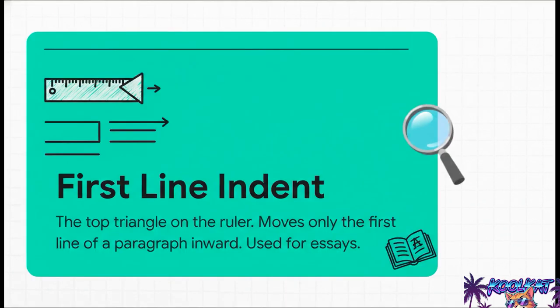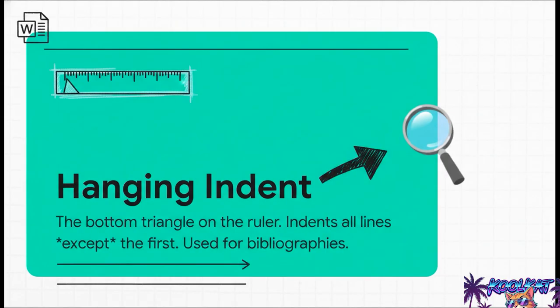Now, on that ruler, you'll see these little hourglass-shaped markers. The top triangle, that's your first line indent. Just grab it and drag it and watch. Only the first line of your paragraph moves. This is that classic professional formatting you see in books and academic papers. So simple. Now what about the bottom triangle? Well, it does the exact opposite. This is called a hanging indent. It keeps that first line right on the margin, but pushes every other line in the paragraph inward.